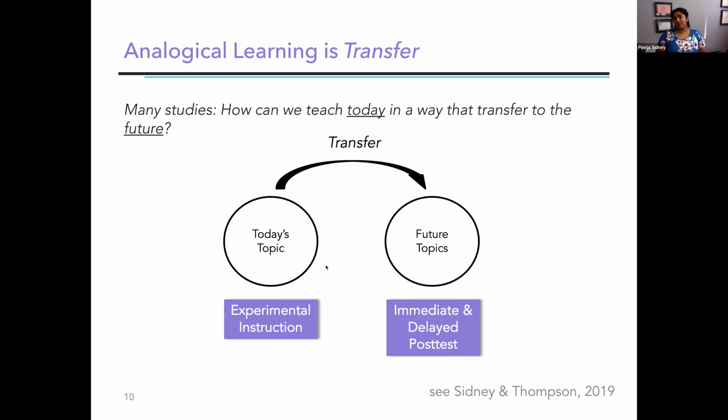So for example, a lot of studies of children's learning focus on developing some experimental instruction today that's going to be most likely to transfer to something the child has to do later. So maybe it's an immediate post-test, maybe it's a delayed post-test, maybe it's a standardized achievement test many days later.